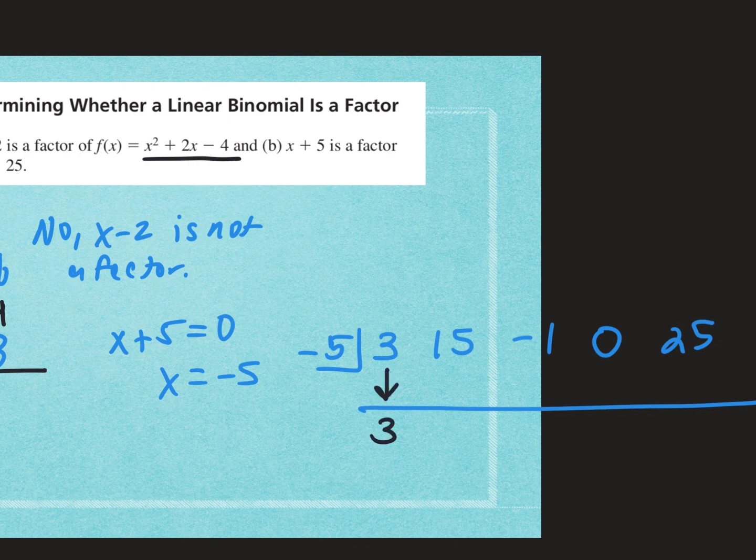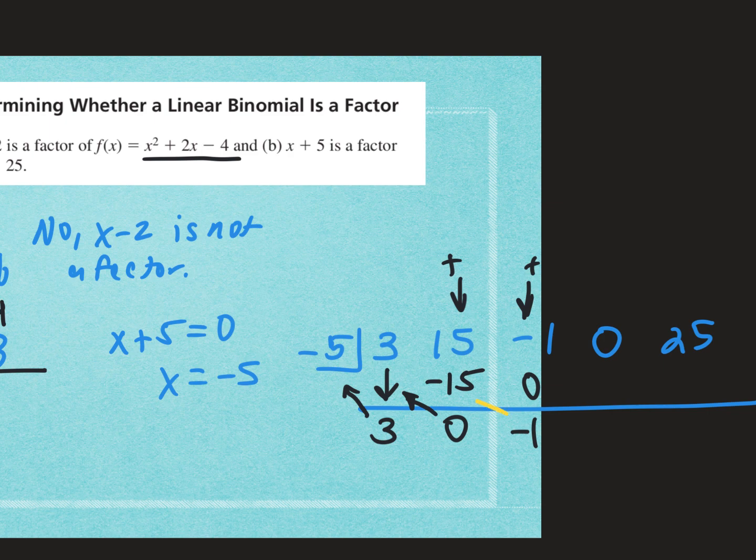Bring down the 3. You always bring down that first term. Then we multiply to the corner. What is 3 times negative 5? Negative 15. Good. Now add down. What's 15 and negative 15? 0. Perfect. Multiply to the corner. What's 0 times negative 5? 0. Now we're going to add down. What's negative 1 and 0? Negative 1. Great.